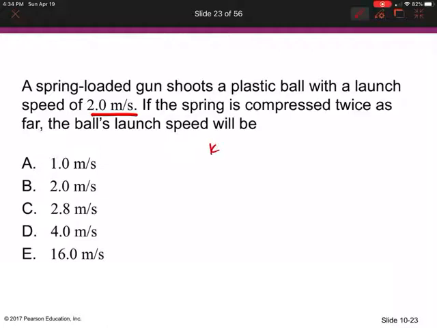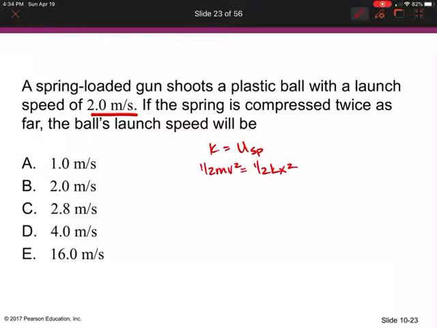So we're talking about speed, so we're talking about kinetic energy. And we're talking about springs, so we're talking about potential energy, but it's spring potential energy. So if you set these up, you've got something like this. Okay?